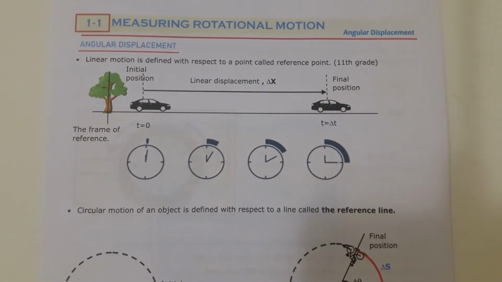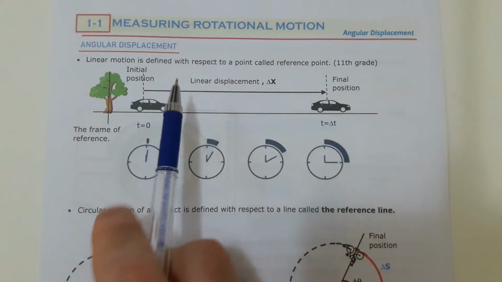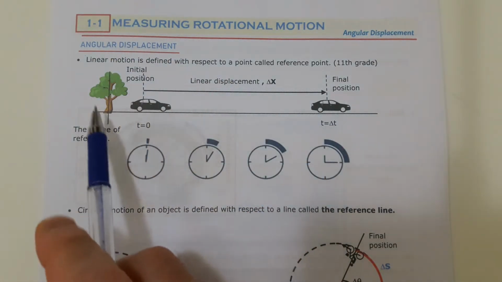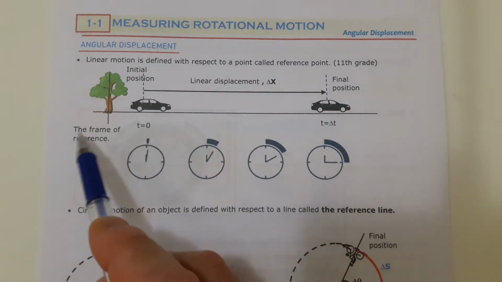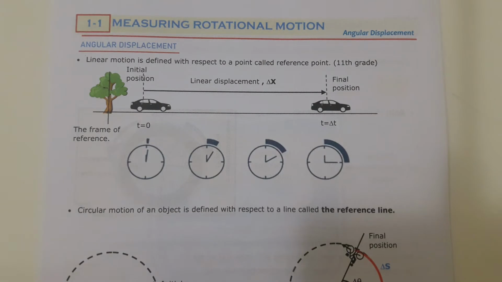And the new title of section 1 is the angular displacement. First, let's remember what displacement is from the 11th grade, which is the linear displacement or the translational motion. So remember, the displacement of an object is defined in terms of a reference point or reference frame.